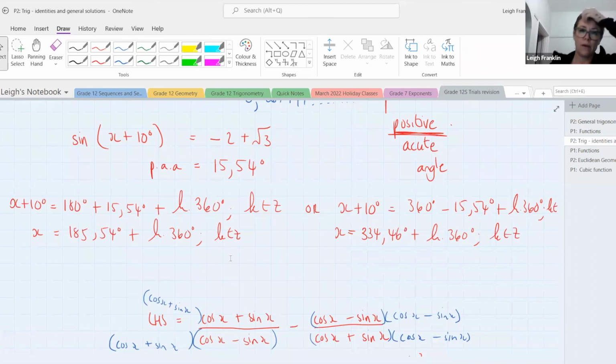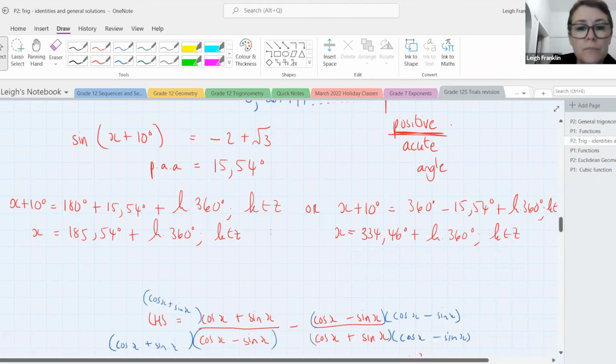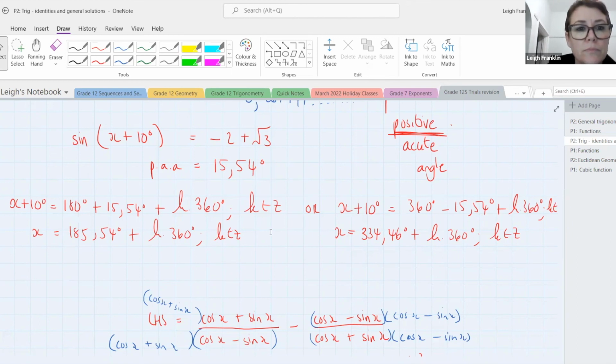I'm terribly sorry, ma'am, but how did you know that tan 165 was that specifically? I just put it straight into my calculator. Oh, so you can use a calculator? Oh, absolutely, because this is a general solution. Yeah, thank you, ma'am. No problem, use your calculator. Fine with this question.